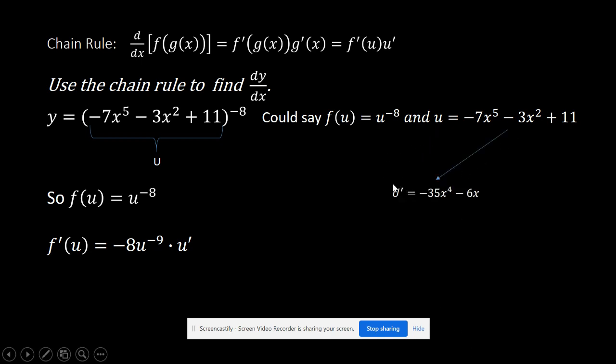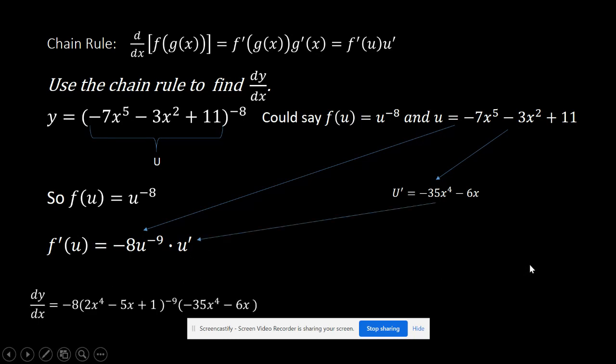Derivative of u is u prime. The derivative here is negative 35x to the 4th minus 6x. And now I can take this u and put it here. I can take this u prime and put it here and write it in terms of x underneath. Okay, now let's look at this because it's the first time I'm actually thinking about, well, I have some simplification I need to do. So let's think about that.